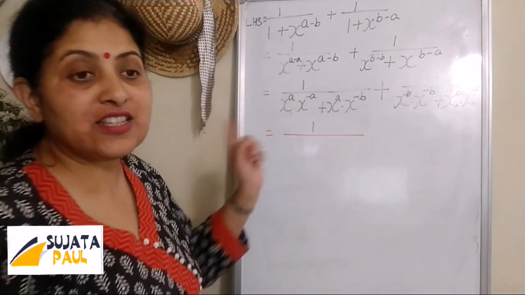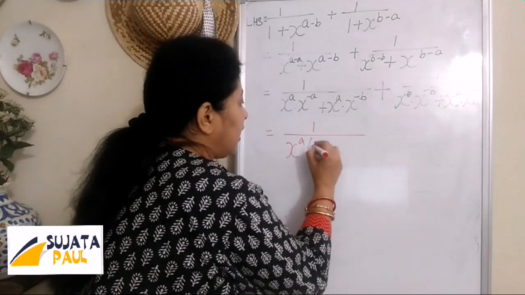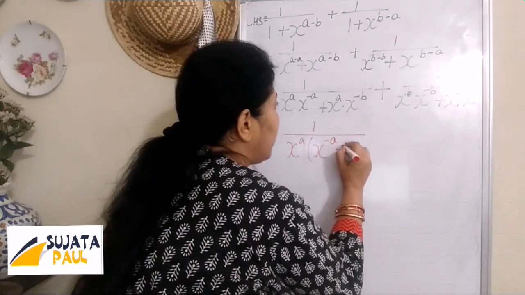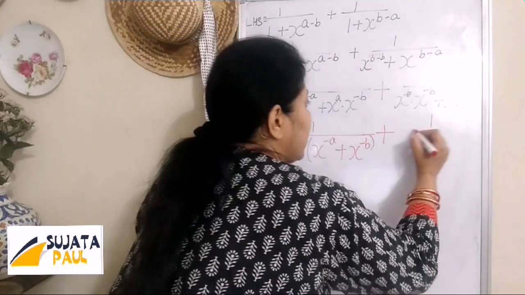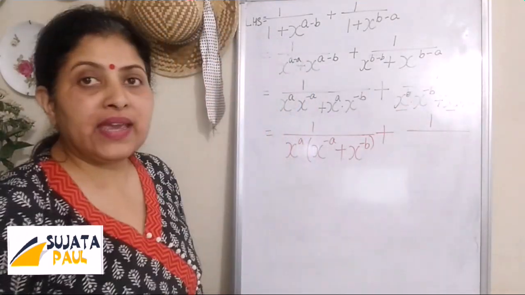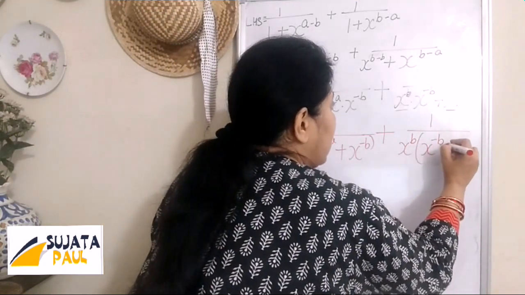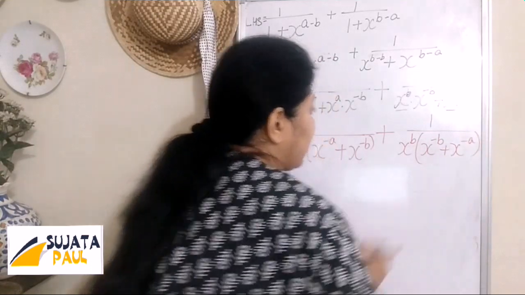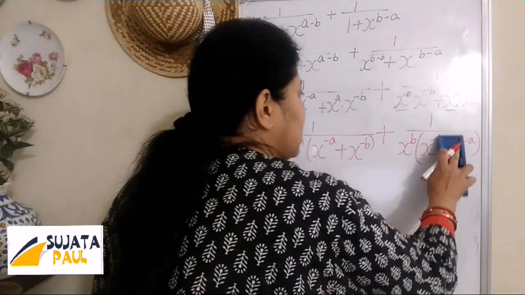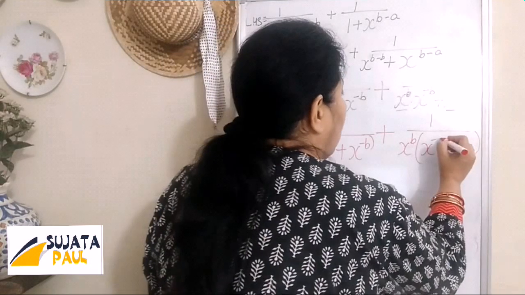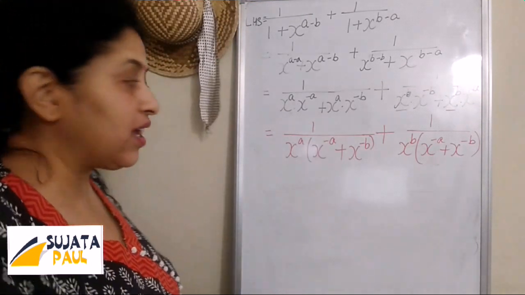If this much is clear, then can I take a as common? If I take a as common, it will become x raised to the power of a in bracket x raised to the power of minus a plus x raised to the power of minus b. And then I have the plus here, and here I take x raised to the power of b as common. So this becomes x raised to the power of b and x raised to the power of minus b plus x raised to the power of minus a. Whether I write this side or this side, it makes no difference. So I am writing this here reversed just to make it more convenient, because minus a and minus b, and this is also minus a and minus b, like you can see.